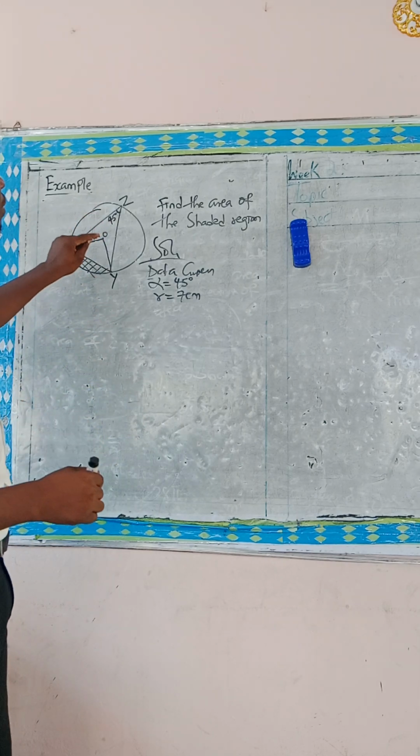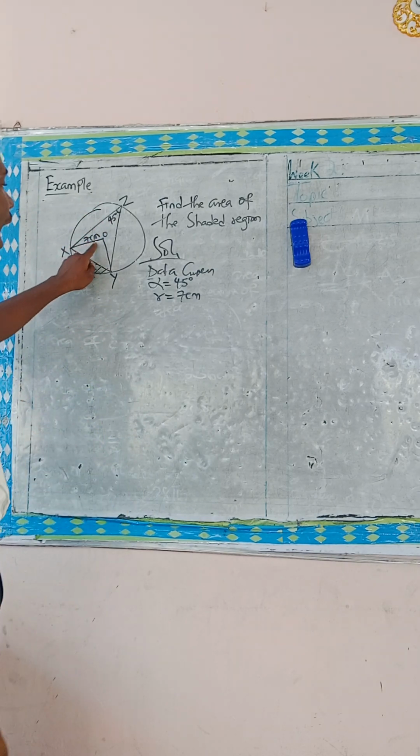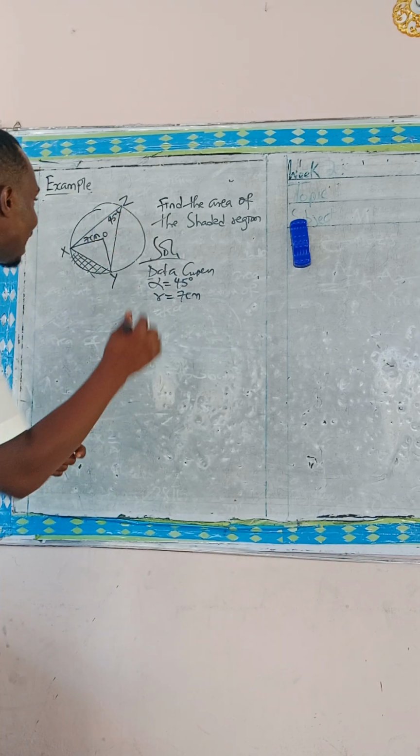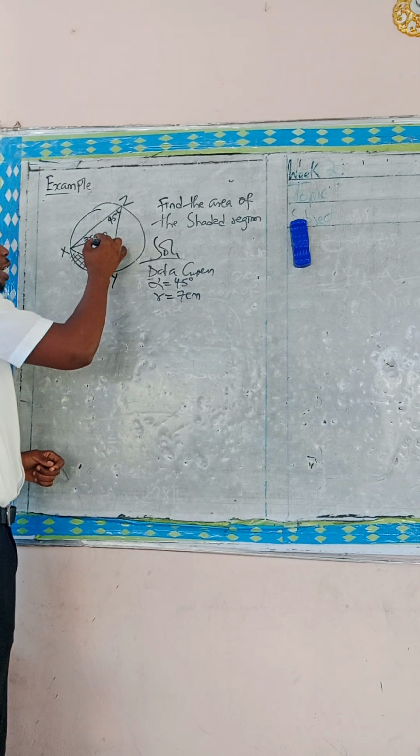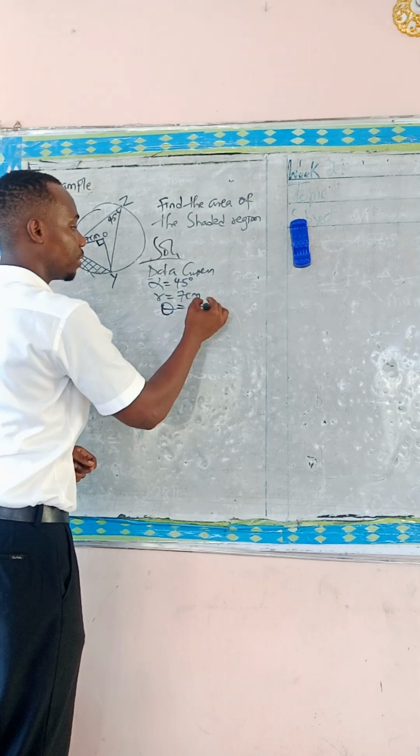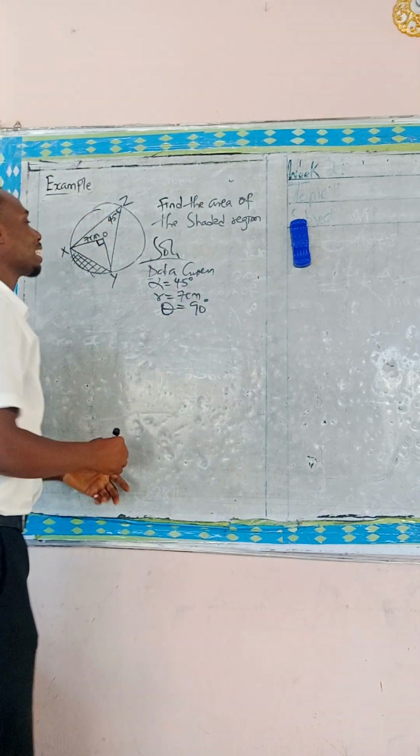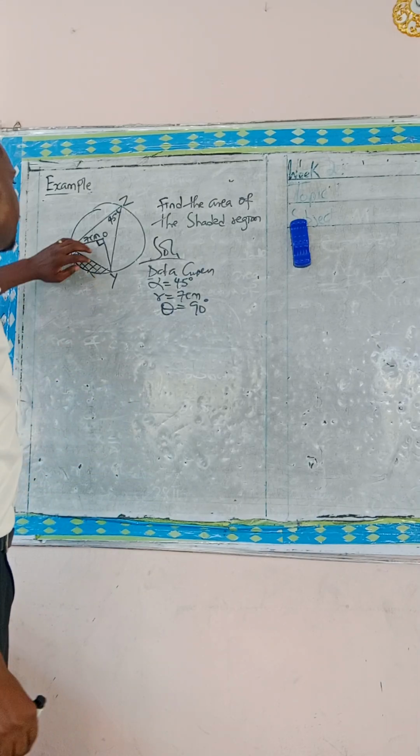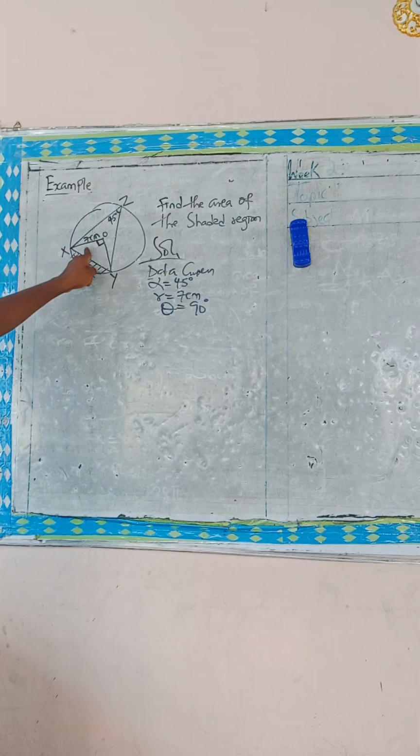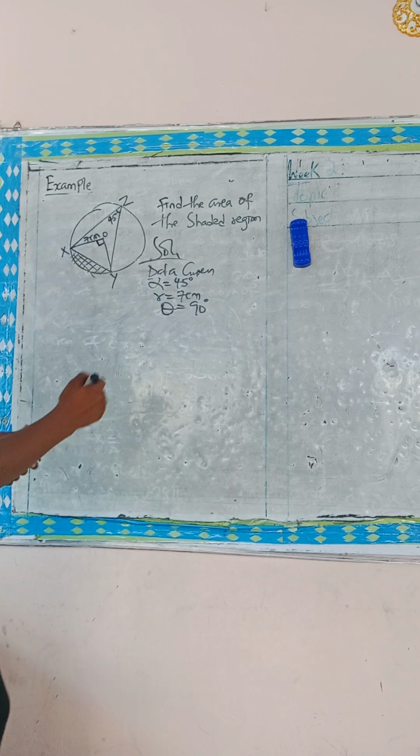There is a law in circle geometry that says the angle at the center is twice the angle at the circumference. What that means is if here is 45, here should be 90. So the angle theta will be 90 degrees. With that information, we can find the area of the sector minus the area of the triangle. So let's solve.